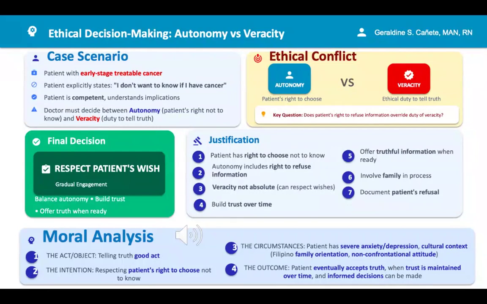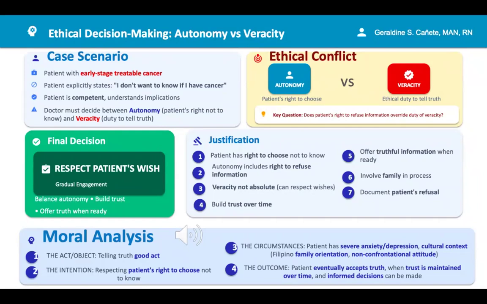The core ethical conflict in this case lies in balancing the patient's right to autonomy, in this case to refuse information even about their own health, with the physician's duty of veracity, to be truthful and honest with patients. Now, the question is, does the patient's right to refuse information override the duty of veracity in this case? Now, let's explore the ethical considerations.